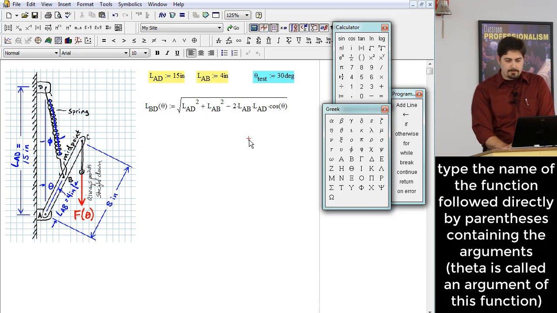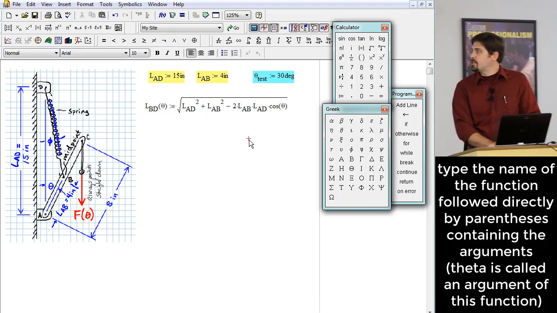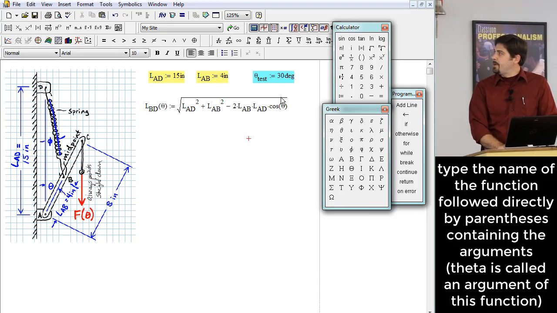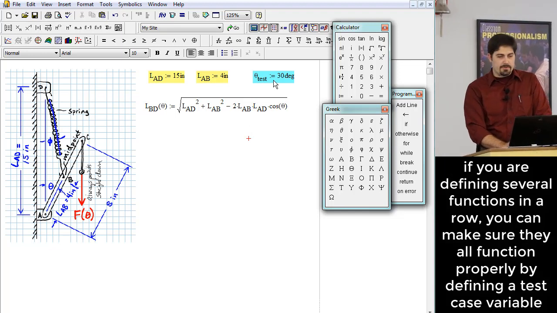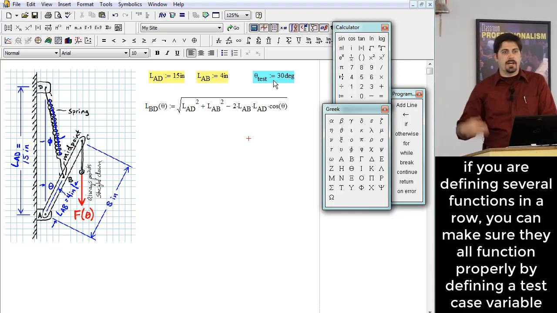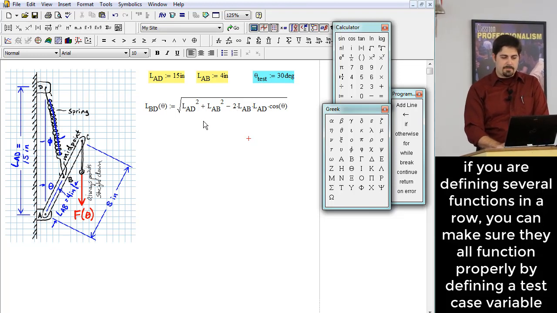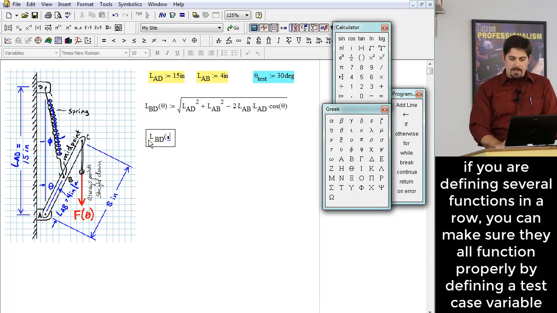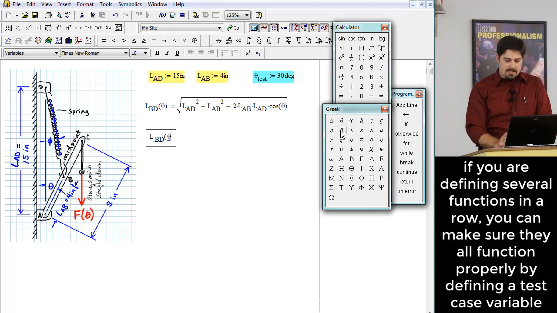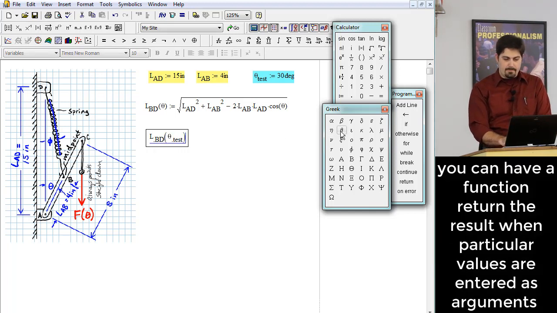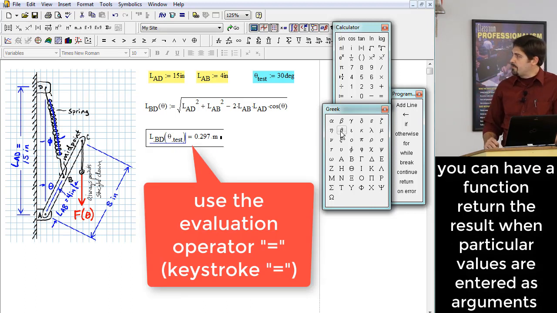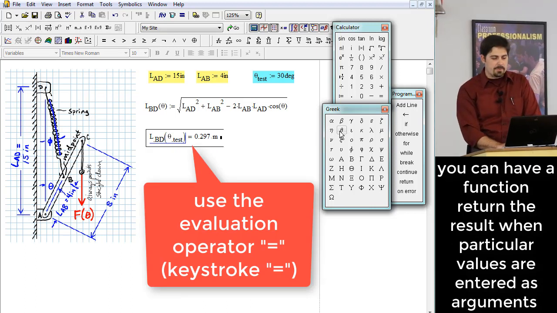Okay? And you might remember the little technique I showed y'all last time about how you can set a test value to check it out and see if it's working. So I did that already up here, calling it theta sub test. So if I want to, I can ask for this function to report what its output would be if I plugged in that test value. And I do that with the evaluation operator, which is a plain equals sign.